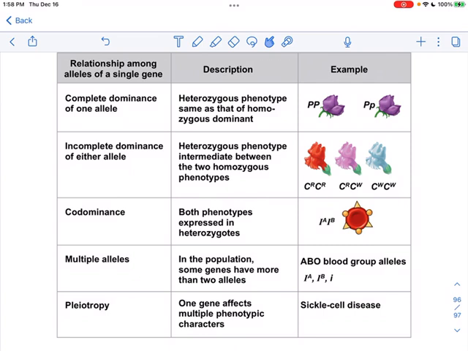And then at the very end of your notes, you have some of this review that just goes back into those descriptions and examples of the different types of inheritance patterns that we've talked about.